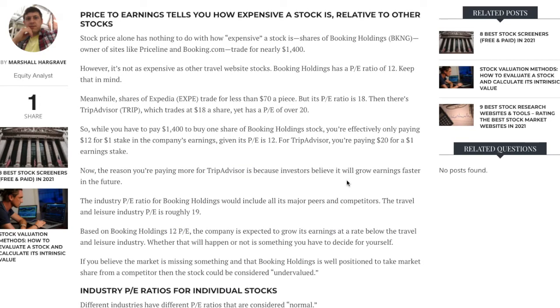So to summarize, a price to earnings tells you how expensive a stock is relative to other stocks. And if you want to make full use of a PE ratio of an individual stock, you can compare it to the index that it's in, or the industry that it's in, or the overall market average. And the overall market average at the moment is between 20 and 25, but it will change as time goes on.